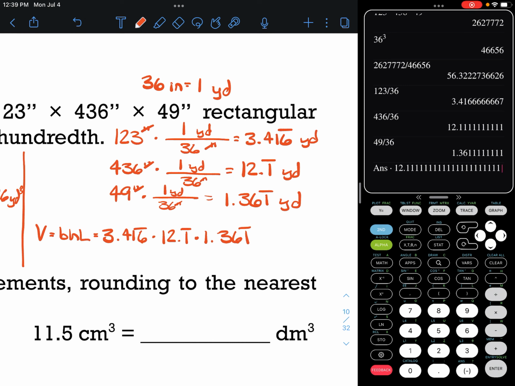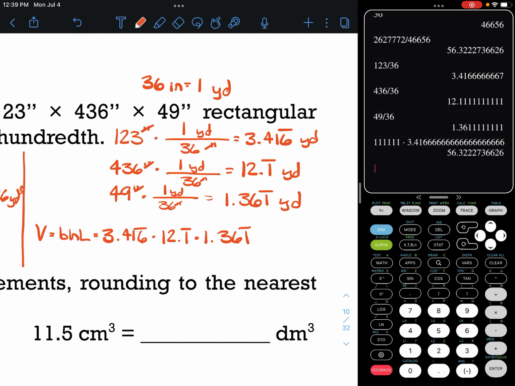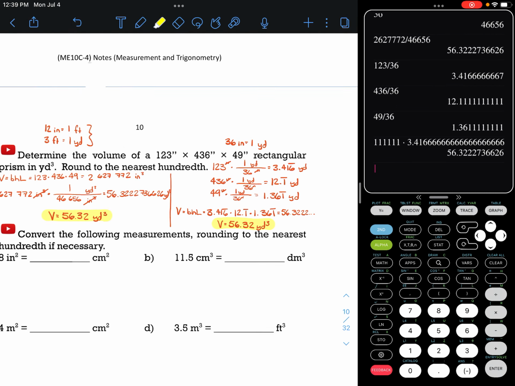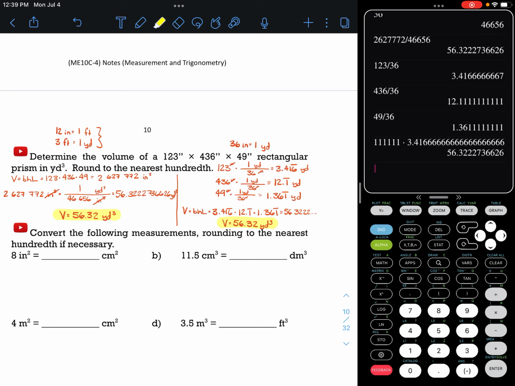All right, I'll go from bottom to top here. And if you compare the numbers that we got from before and now, you'll find they're exactly the same. So we get 56.322, which if we round to the nearest hundredth, will just round back down to 56.32. And don't forget the unit, we're in cubic yards. So once again, whichever way you want to do it, you'll get to the same answer.